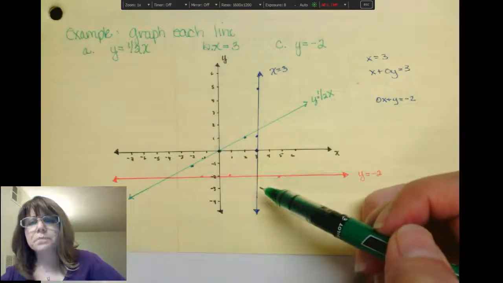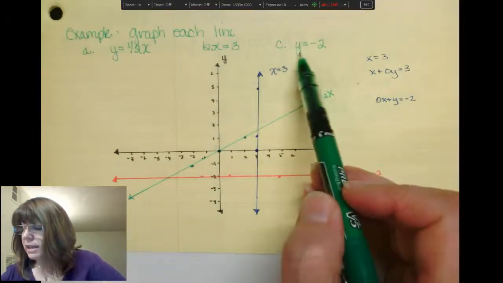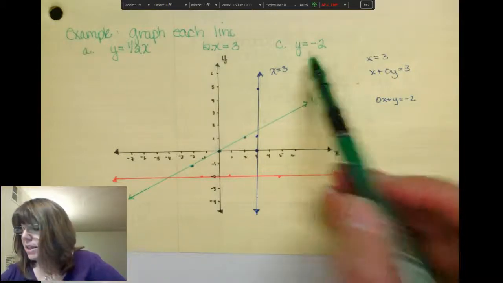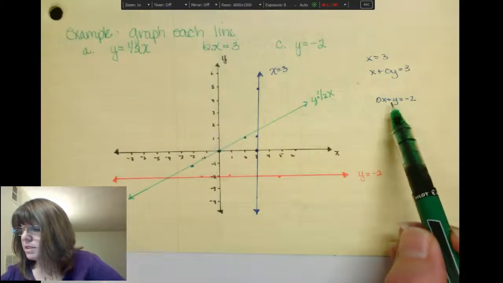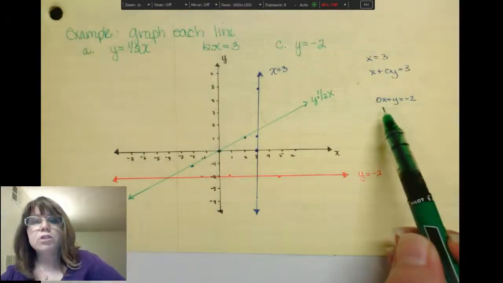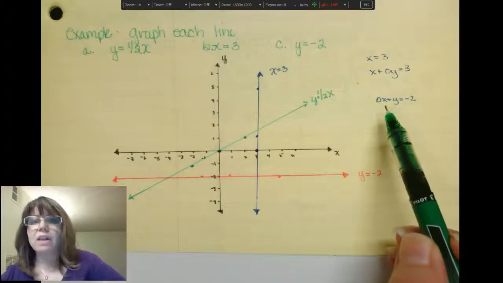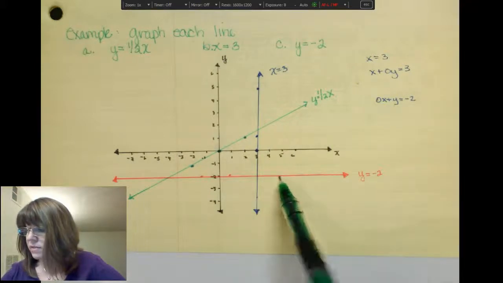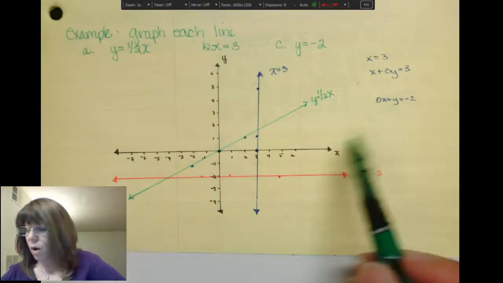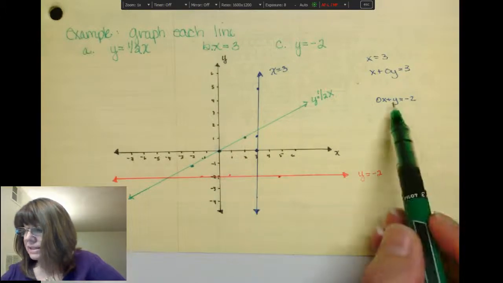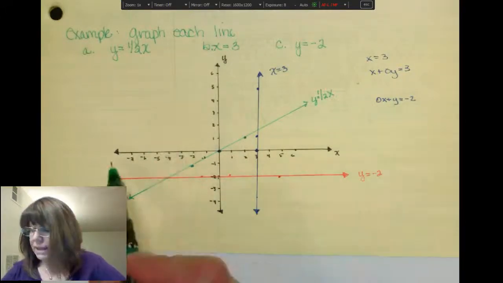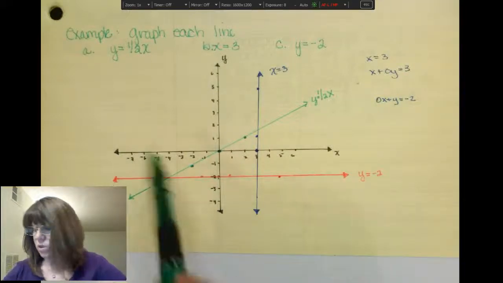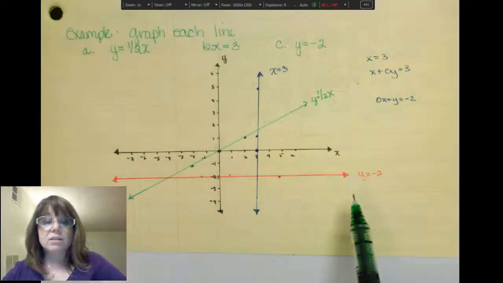It's like a wall. The third is y equals negative 2. That's the same thing as saying 0x plus y equals negative 2. So choose anything for x. I'm going to say 5. When x is 5, y is negative 2. When x is 0, y is negative 2. When x is negative 8, y is negative 2. So no matter what x is, y is always negative 2, and therefore it's a horizontal line.